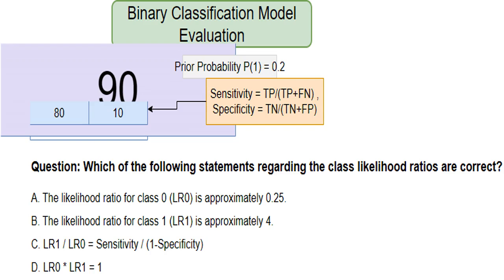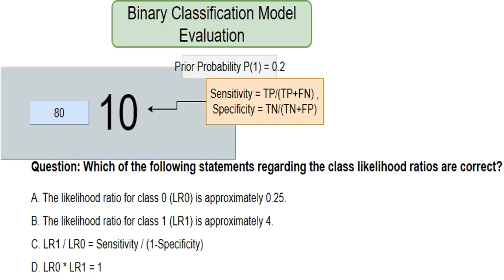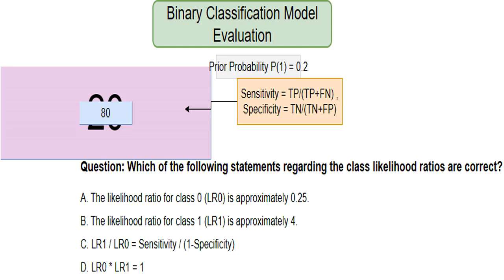This is the number of true negatives. The model correctly predicted 90 instances as belonging to class 0. This is the number of false positives. The model incorrectly predicted 10 instances as belonging to class 1 when they actually belonged to class 0. This is the number of false negatives. The model incorrectly predicted 20 instances as belonging to class 0 when they actually belonged to class 1. This is the number of true positives. The model correctly predicted 80 instances as belonging to class 1.